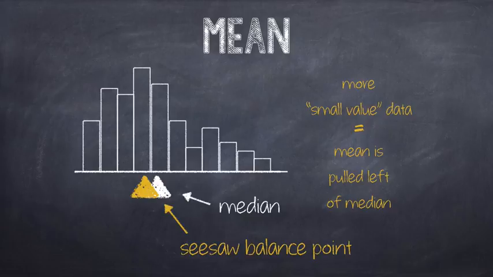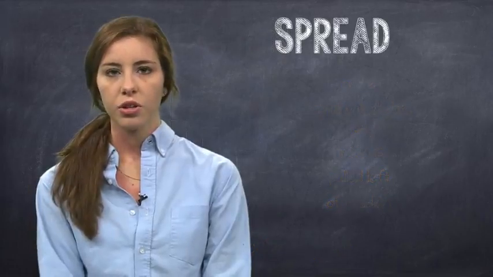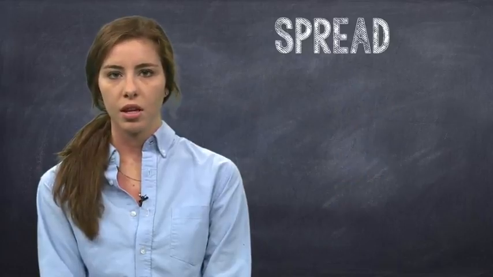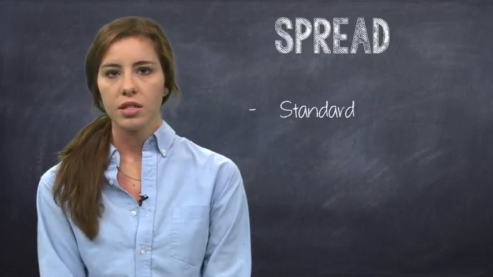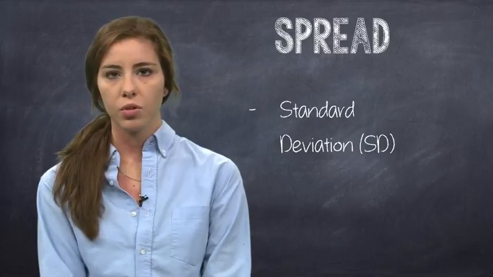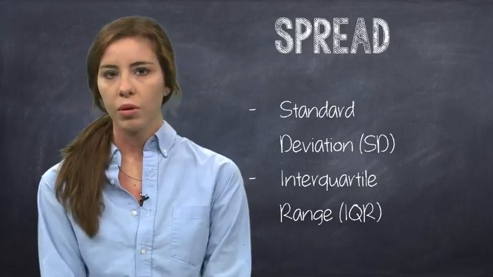To estimate the mean, you can also think about the quantity of small value and large value data. If there is significantly more small value data in the distribution, then the mean is pulled left of the median. If there is significantly more large value data, then the mean is pulled right of the median. There are 2 measures of spread commonly discussed in high school curricula. The first is standard deviation and is usually used with histograms. The second is the inner quartile range, used only with box plots.